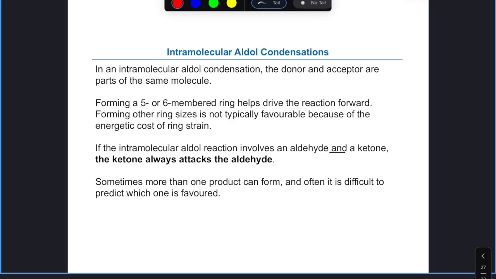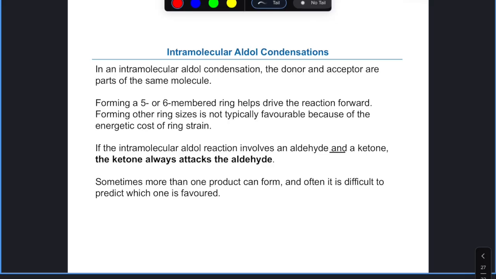The second is this. You have to have a molecule with 2 carbonyls, but if the molecule has an aldehyde and a ketone, the aldehyde will always be the electrophile. It will always be the acceptor. So if you've got a choice between those two, you use this rank order where number 1, look for your 5s and 6s. Second, look for ketone attacks aldehyde. After that, it gets really, really wacky.